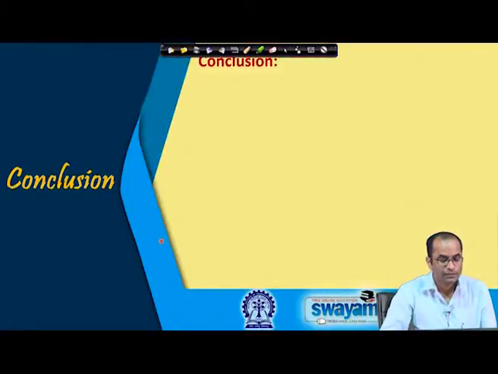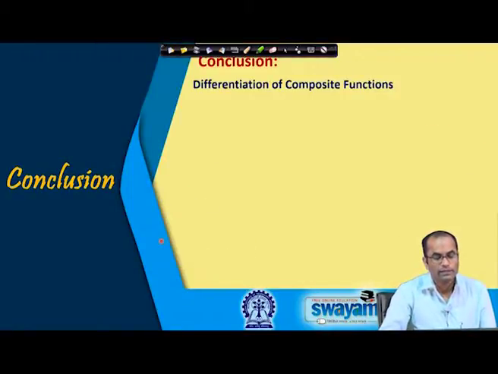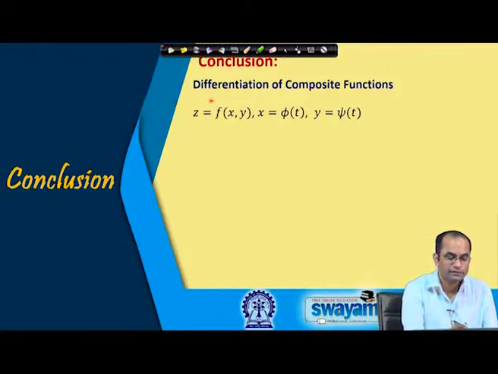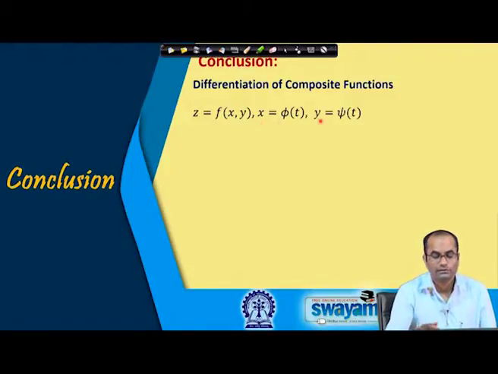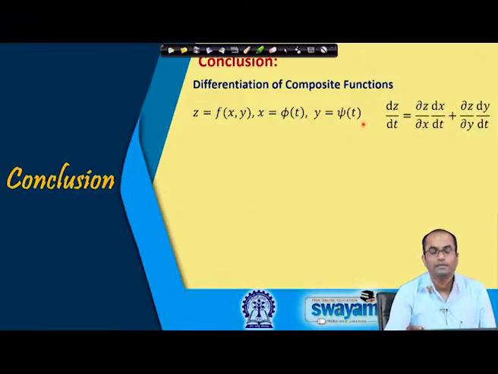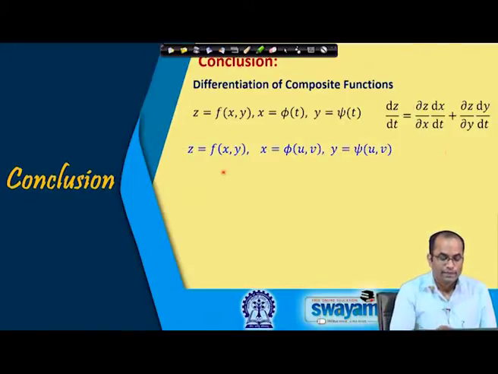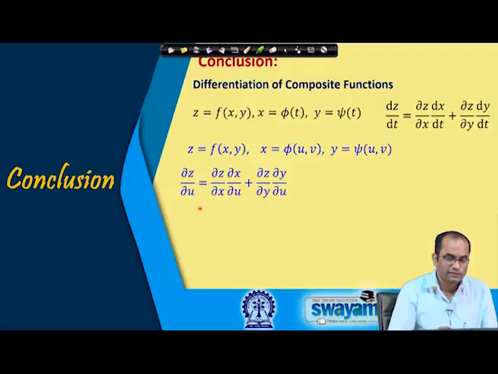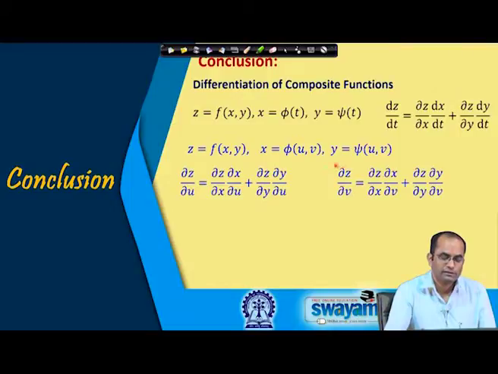So, coming to the conclusion, we have learned today the differentiation of composite functions, which was very useful when z is a given function of x and y, and x and y are functions of t. In that case we can directly compute the derivative of z with respect to t by this formula, and then this is generalized, where x and y may be functions of u and v. In that case also we can compute the partial derivatives of z with respect to u and with respect to v by these formulas.